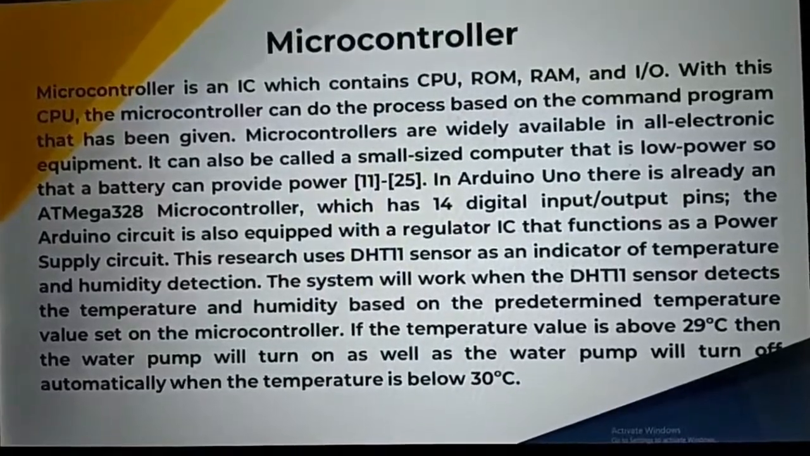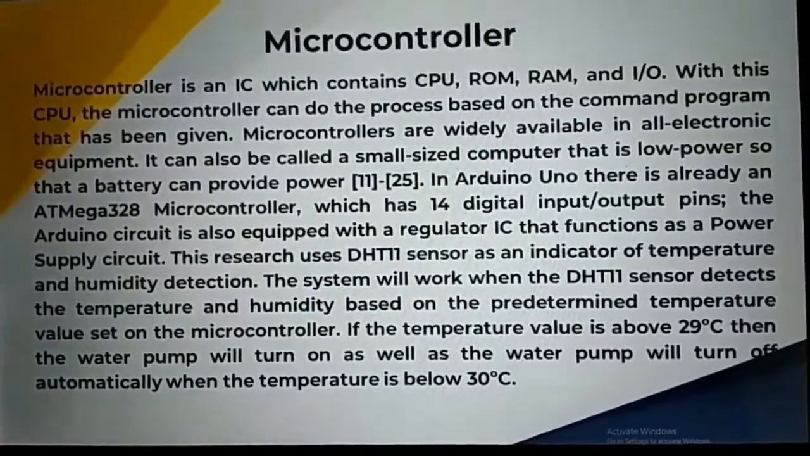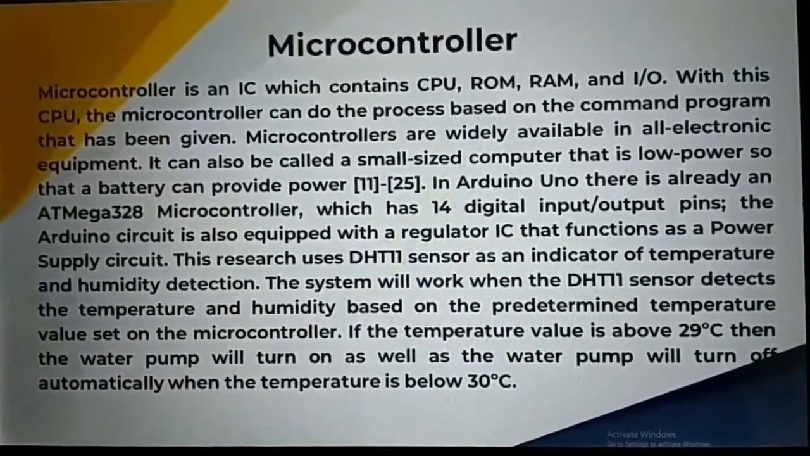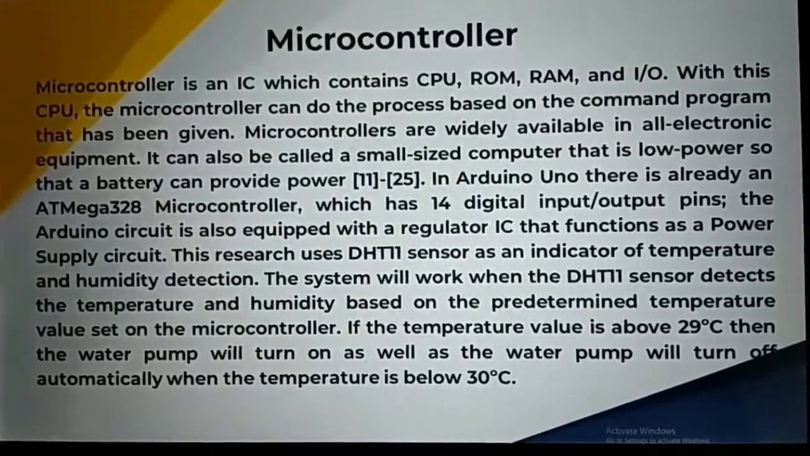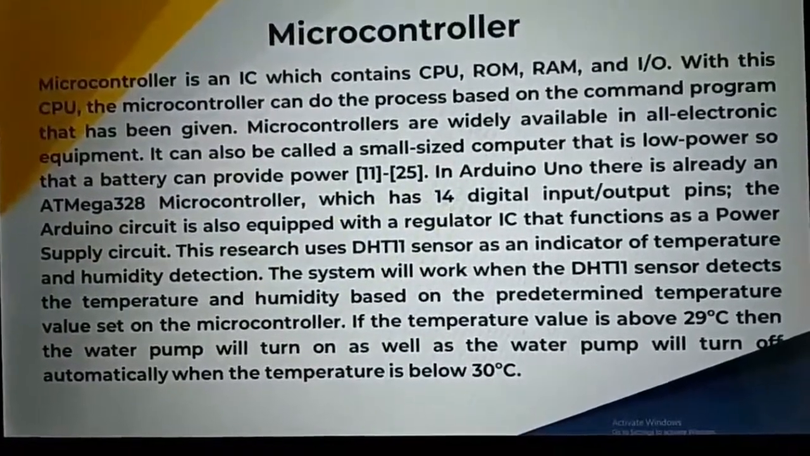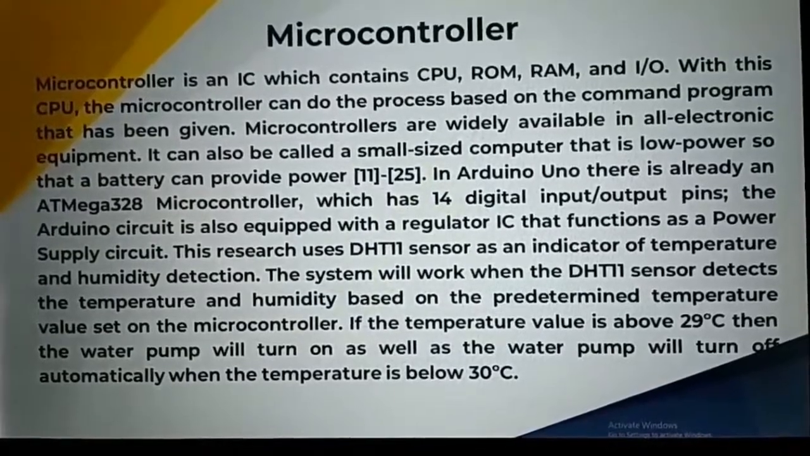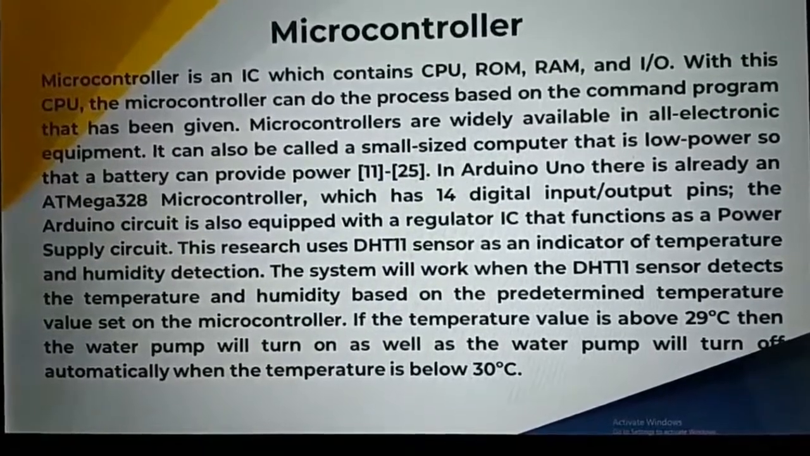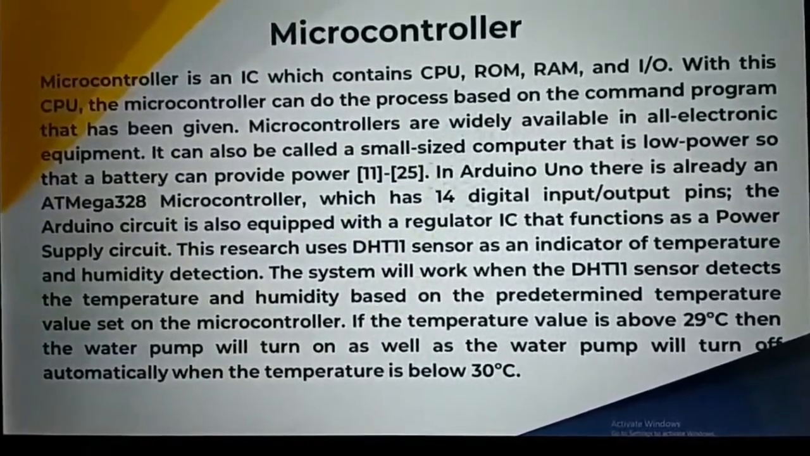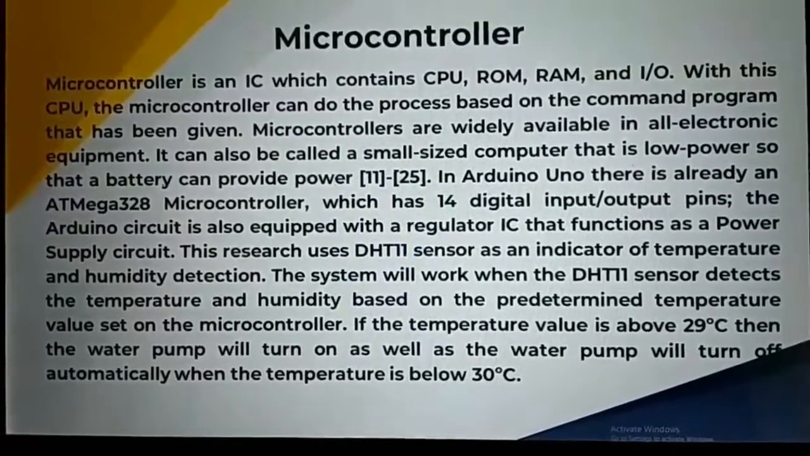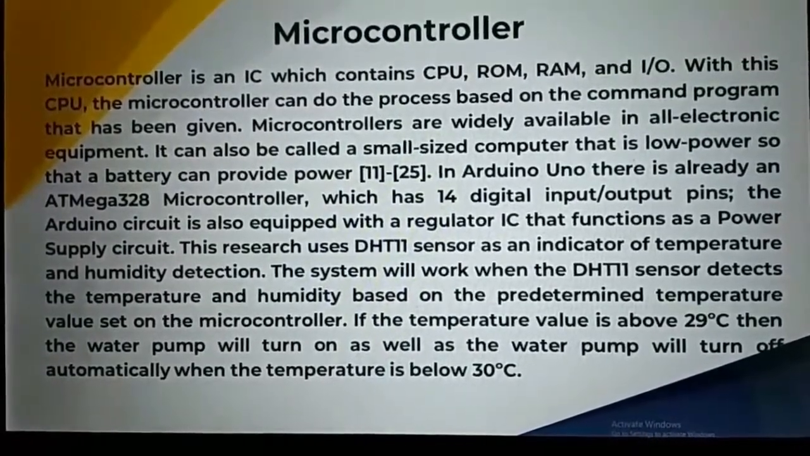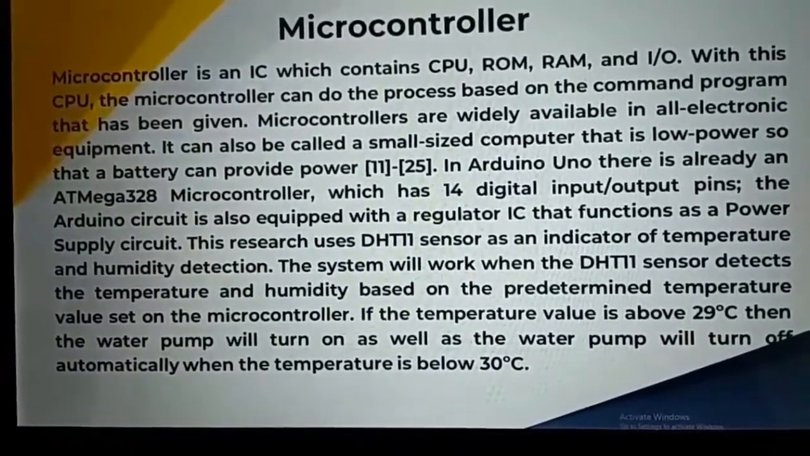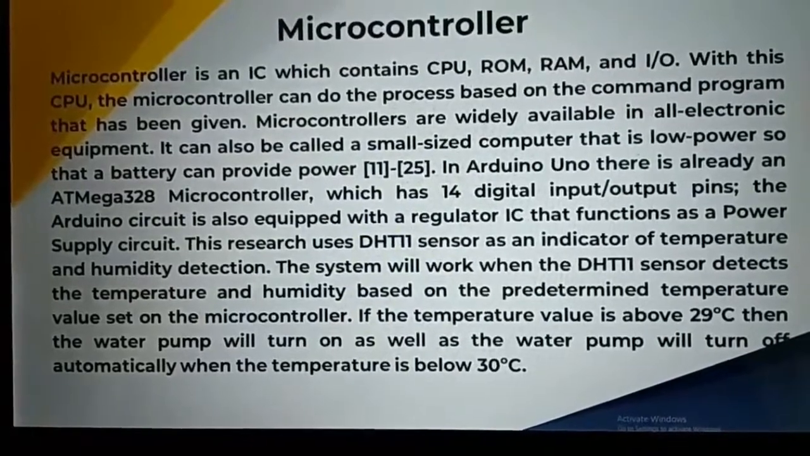A microcontroller is an IC which contains a CPU, ROM, RAM, and input and output. With this, the microcontroller can do the process based on the program command that has been given. Microcontrollers are widely available in all electronic equipment. It can also be called a small size computer that is low power, so that a battery can provide the power.